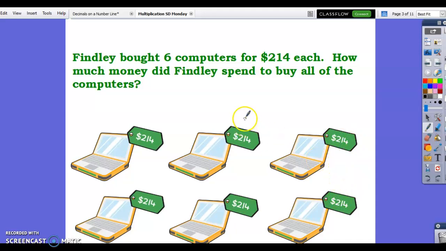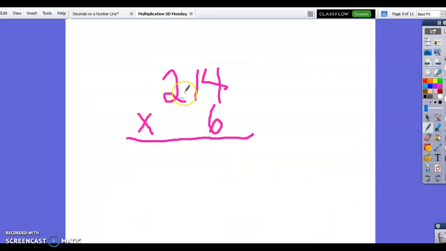Which you can do that repeated addition, which is fine, but it is quicker and easier if we do the standard algorithm of multiplication. So what I would do is I would write 214 by 6, and that is money. And with the standard algorithm, remember we go up, then we go over, and then we go over again. And so first we would begin with 4 times 6, which is 24.